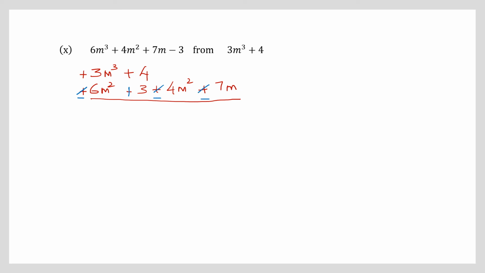Now let's work out. Plus 3 minus 6 m cube, that is m cube. So we have plus 3 minus 6 m cube. When signs are different, put the sign of the bigger number and subtract. 6 minus 3 is 3 m cube. So that is minus 3 m cube. Here the signs are the same. So when signs are the same, 4 plus 3, 7. We add it up. Then we have minus 4m square and minus 7m.